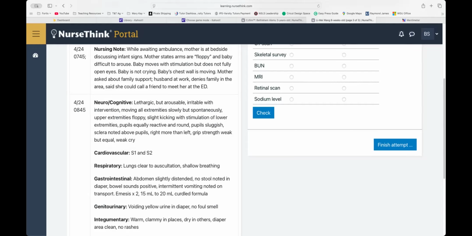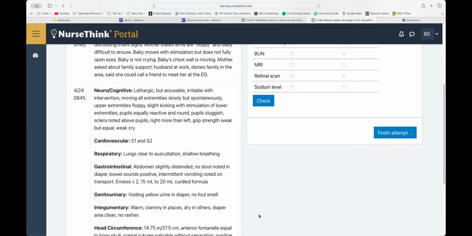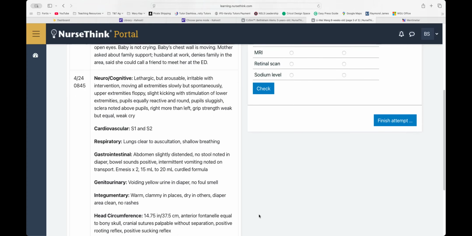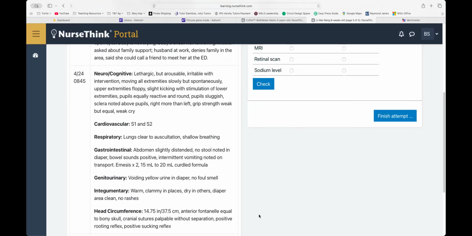Cardiovascular, we've got S1 and S2 sounds. Lungs are clear, but we have shallow breathing. We've got a distended abdomen, no stool, positive bowel sounds, some occasional vomiting on transport of curdled formula. We're voiding well, no foul smell. We're warm and clammy in places, dry in others. Our anterior frontal is equal to the bony skull. Our cranial sutures are palpable without separation, and we have positive rooting and sucking reflexes.